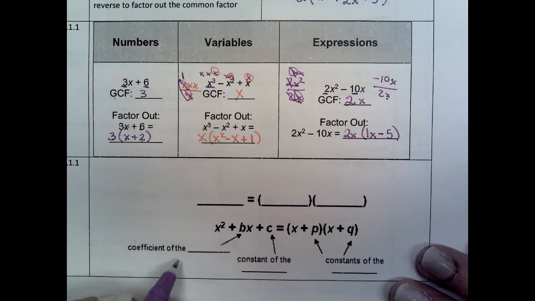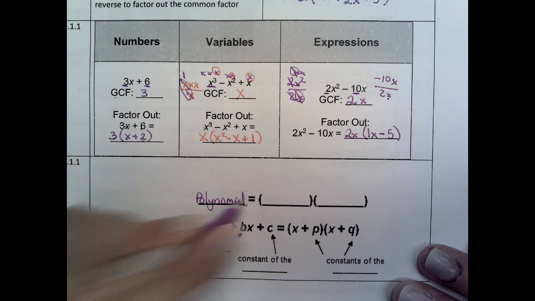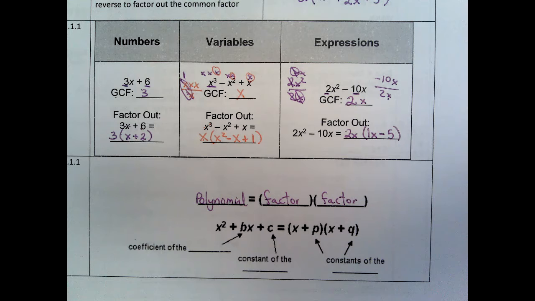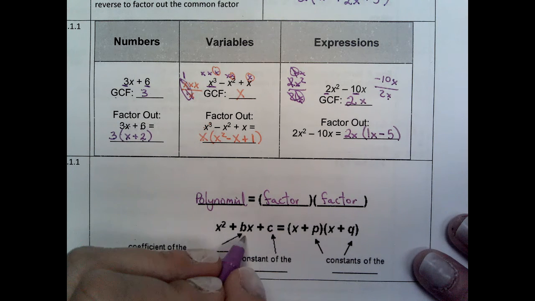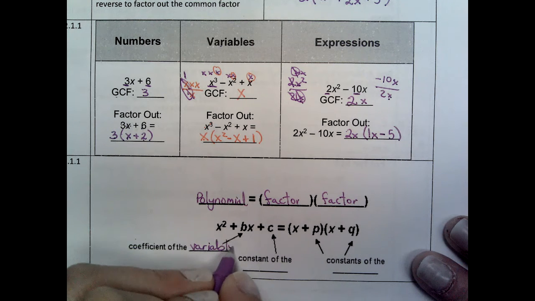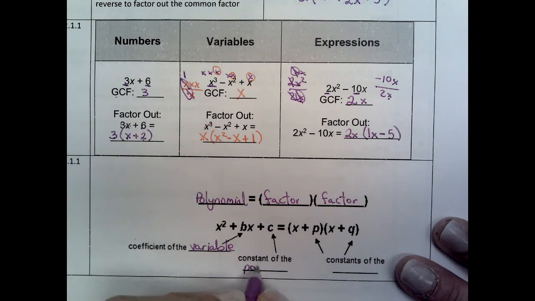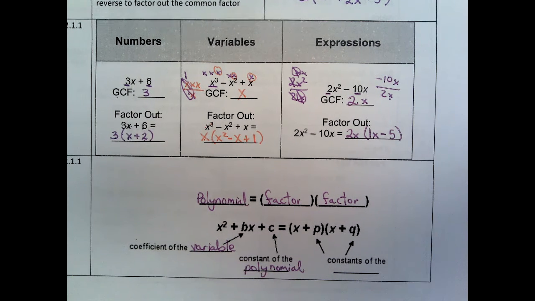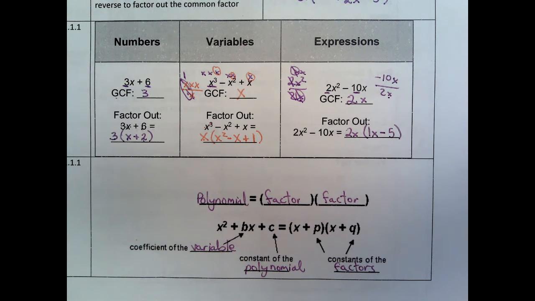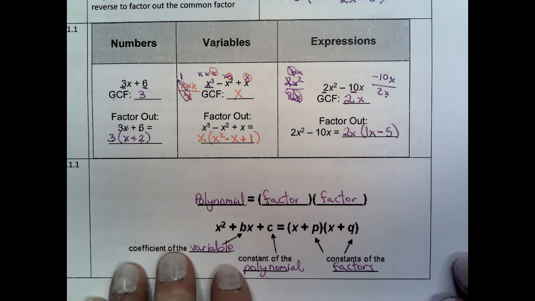All right, so here I have a polynomial, and then I'm going to have a factor times a factor. So my b value is the coefficient of my variable, or my x term. This is my constant of my polynomial. And these are the constants of the factors. So those are the parts we're looking for when we factor a polynomial.